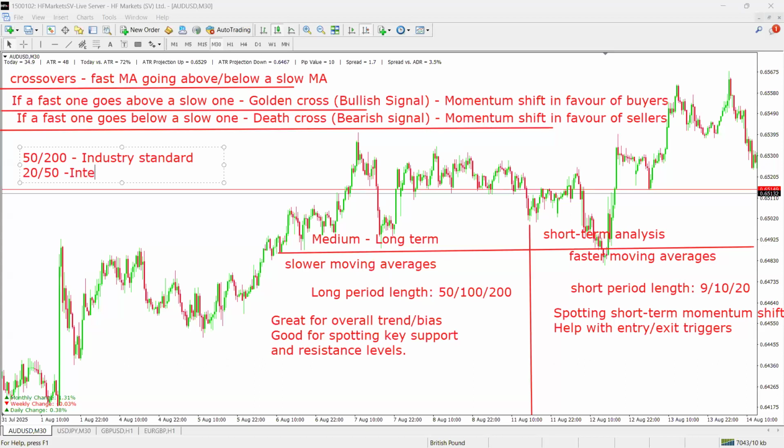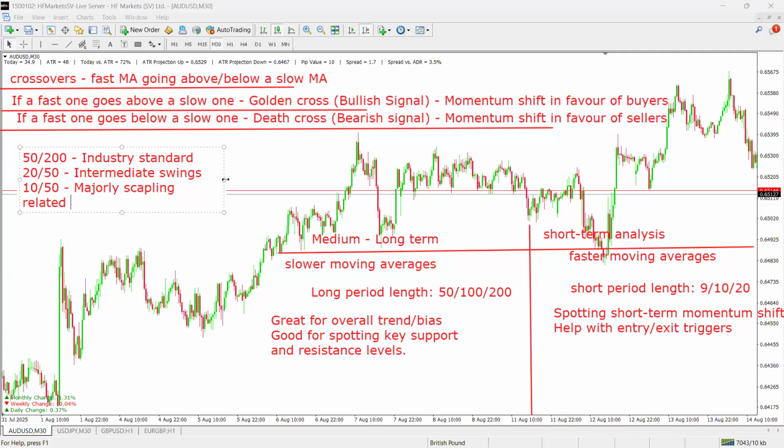And this one is very nice for intermediate swings. If you're looking for intermediate swings in the market, nothing too long term, maybe something within view, you can pair the 20 and the 50 to look out for crossovers in the market, right? And then you can also do 10 and 50. Apparently, this one is for scalpers, majorly for scalpers. So scalpers might like to see the 10 and the 50 potentially, as an option, right?